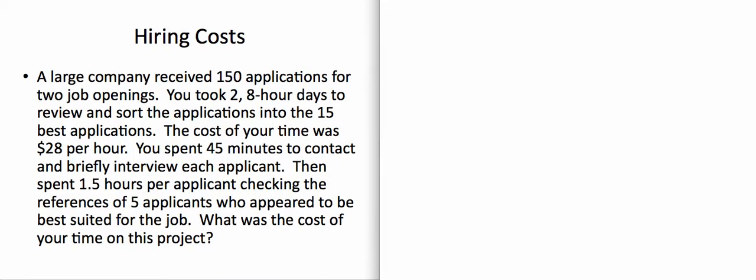So for this example, we got a fairly lengthy story problem, but what we need to know here says you received 150 applications for the job. You took 2 8-hour days to review the applications. So you have 2 times 8, because we have 2 8-hour days. You found the 15 best applications. The cost of your time is $28 per hour. So we're going to take 2 times 8 times 28 to start off.